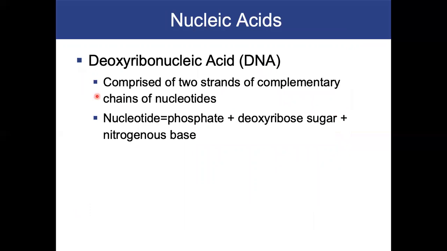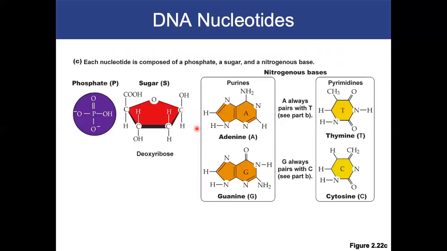Deoxyribonucleic acid, DNA, is two complementary strands of chains of nucleotides. A nucleotide, again, is a phosphate bound to a deoxyribose bound to a nitrogenous base. Your choices for nitrogenous bases are adenine, thymine, cytosine, or guanine. Not uracil, because we're not talking about RNA, we're talking about DNA. So how do nucleotides work? You have a phosphate group, PO4, bound to a deoxyribose sugar, and that deoxyribose can be bound to adenine, guanine, thymine, or cytosine.